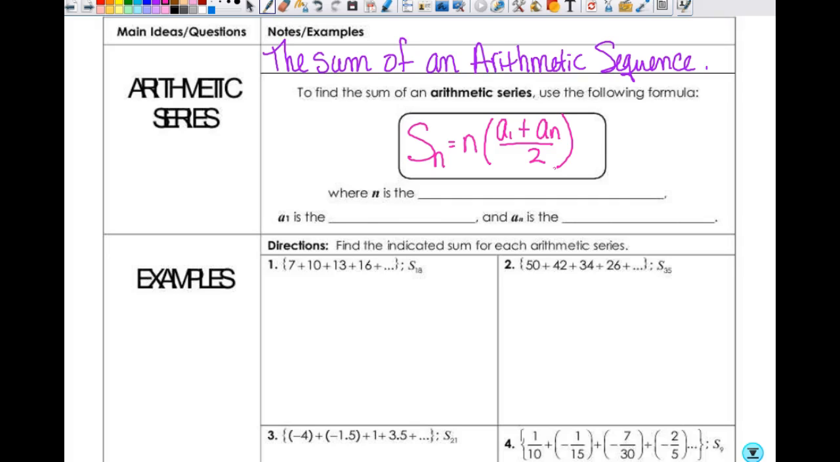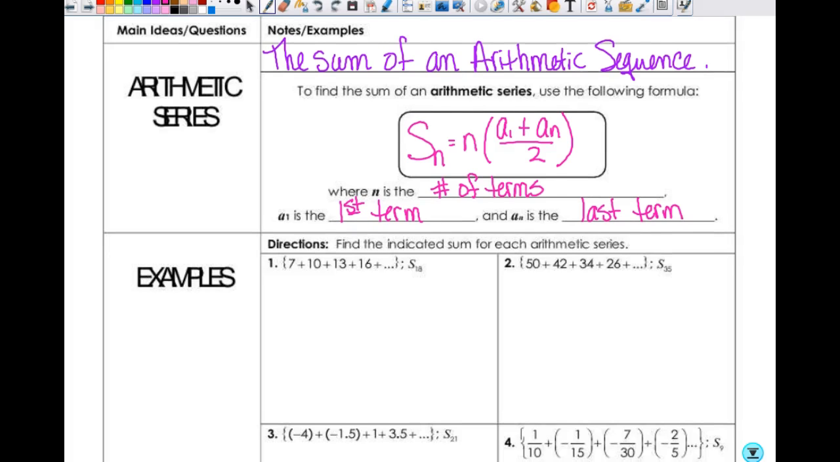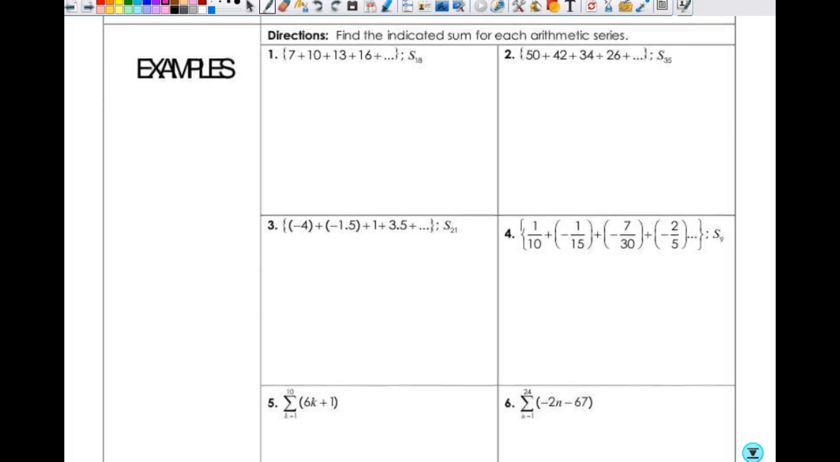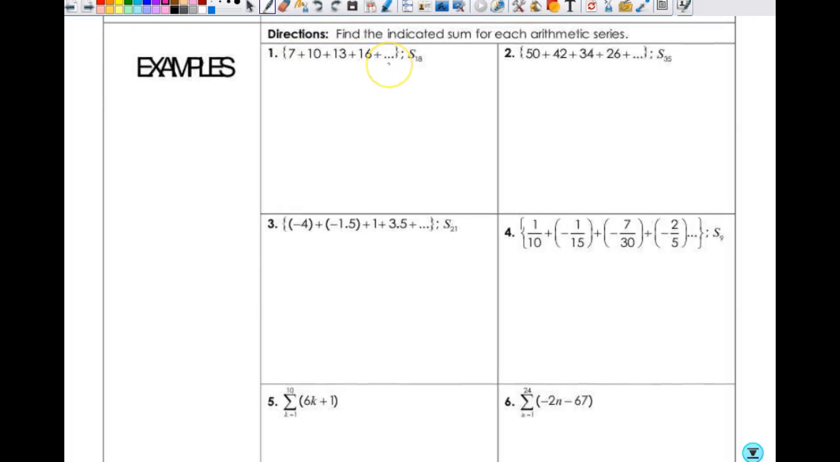Okay, so where n is the number of terms, a1 is the first term, and an is the last term. And that means the first term in the series. It doesn't necessarily always mean that it's going to be the first term of the sequence itself. So when we look at number 1 here, it says find the indicated sum for each arithmetic series. So notice we have addition signs in here and not commas. And we want S18. So if you actually have it listed out like this, this does mean just the sum of the first 18 terms.